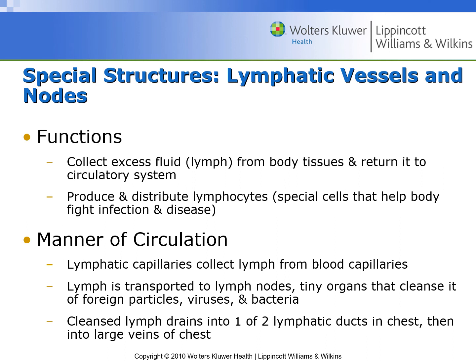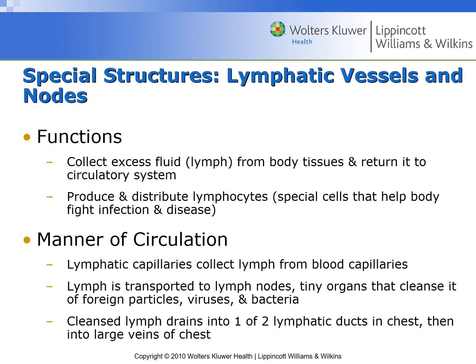The lymphatic system consists of the lymphatic organs, the lymphatic vessels, and the lymphatic nodes. It functions to collect excess fluid, also known as lymph, from body tissues and return it to the circulatory system. It produces and distributes lymphocytes. This is a special feature to help the body defend itself against infection and disease.